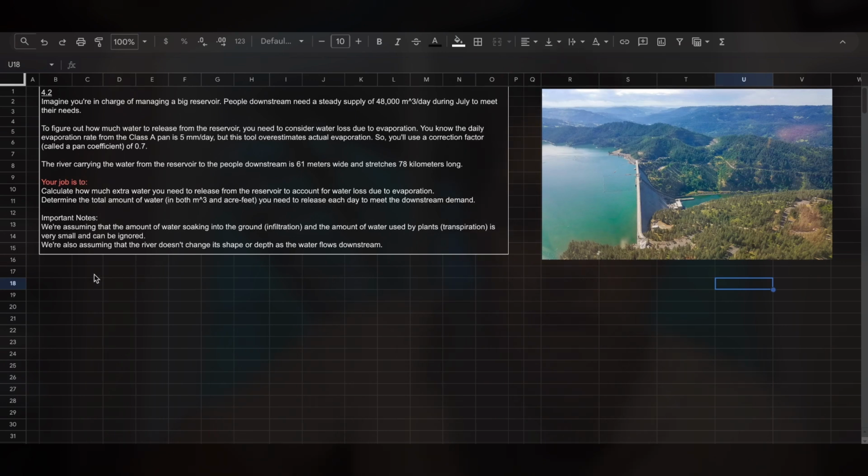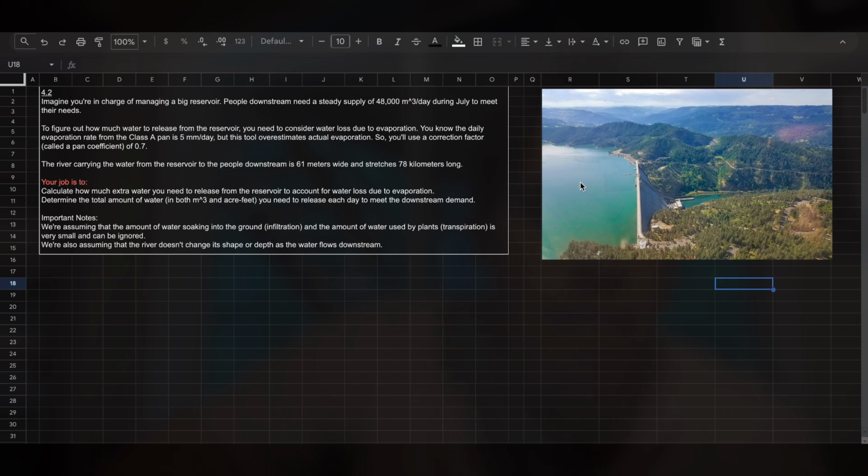In this video we're going to learn about evaporation, and for this video we only have two problems, and let's start with them. 4.2. Imagine you are in charge of managing a big reservoir. People downstream need a steady supply of 48,000 cubic meters per day during July to meet their needs.